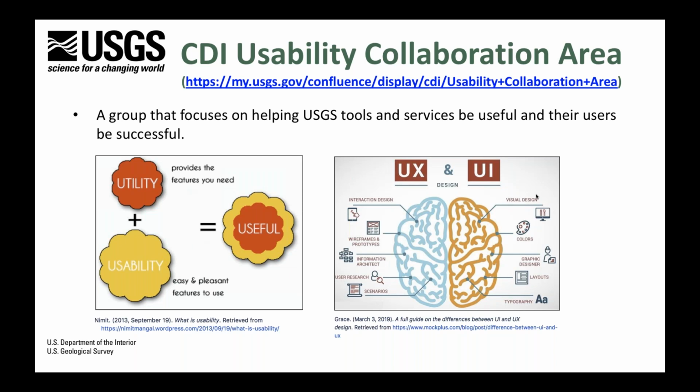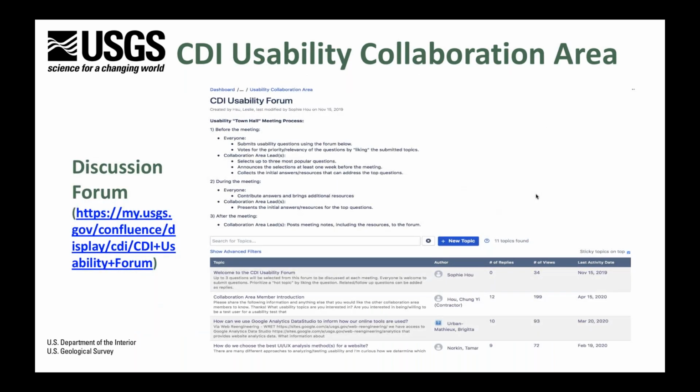And as a new collaboration area, I also want to learn about my community as much as possible. So we actually have three different ways to engage with the community. The first one is a discussion forum. The discussion forum is basically a web page where our members can post questions or issues that they're encountering with their projects, or things that they would like to learn more about in terms of usability.